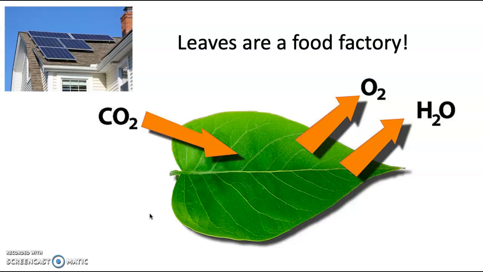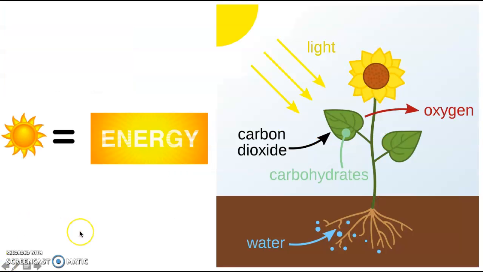The leaves of a plant are like solar panels that capture the sun's rays. They also capture carbon dioxide from the air. The process of photosynthesis happens in the leaves. Let's go back and take a look at that diagram. Carbon dioxide and sunlight enter the leaves.